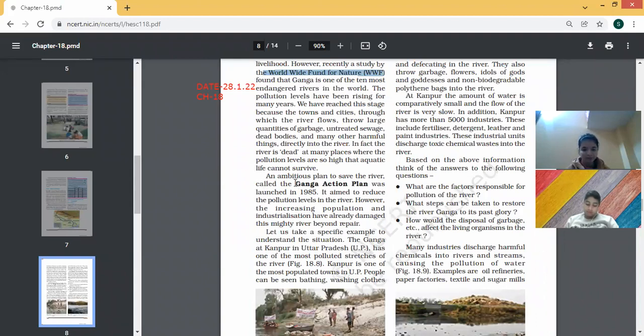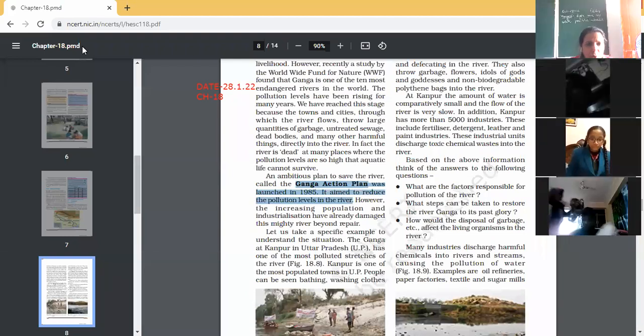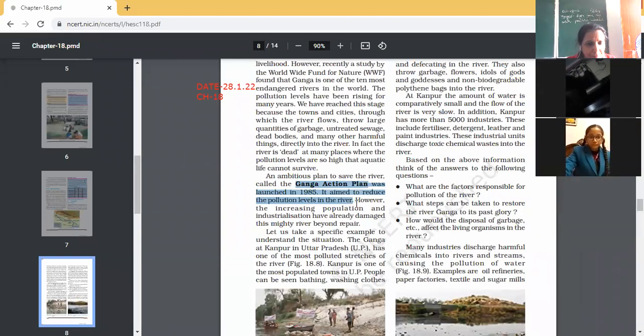When was the Ganga Action Plan launched? This year you have to remember, 1985. And what was its aim? It aimed to reduce the pollution level in the river. Okay, got the question? When was the Ganga Action Plan launched and what is the aim of this? The aim was to reduce the pollution level in the river, because you know the pollution level is increasing in the river. So the main purpose was this. So children, you can mark the dates.